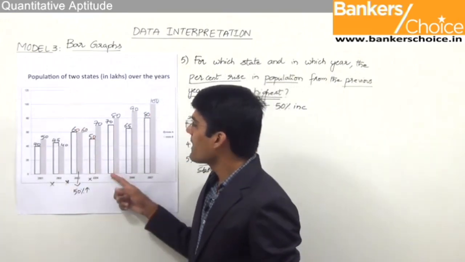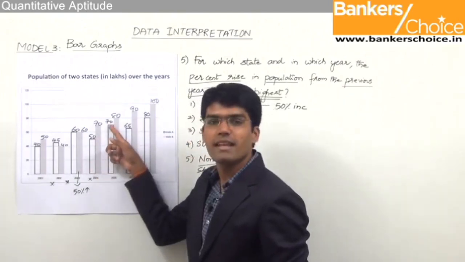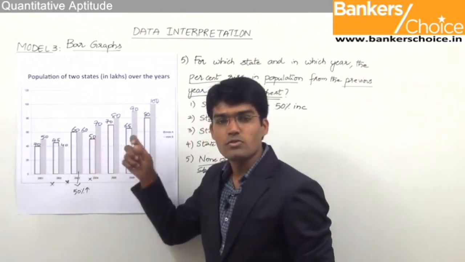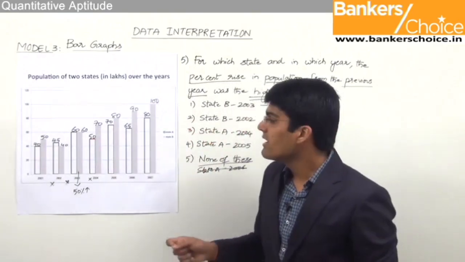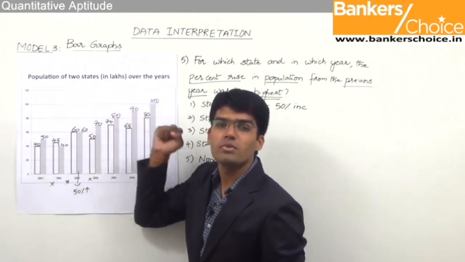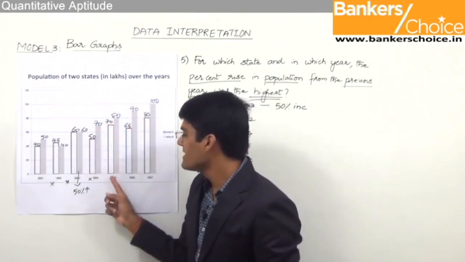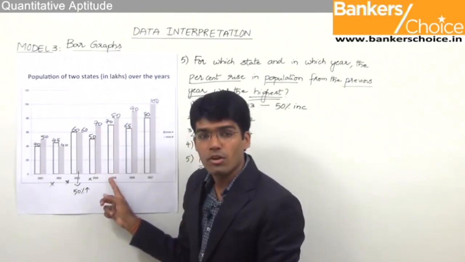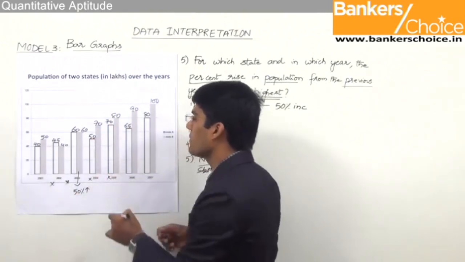Now if you look at 2005, 50 is becoming 70. In 2005, population of state A is 70. Previous year it was 50. So from 50 it has become 70. It is not a 50% rise. Why? Because 50% rise means 50 should become 75. Half of its value should increase. So 50 is becoming 70 but not 75. So even state A in 2005 cannot be 50% or more than 50%. So even this is ruled out.